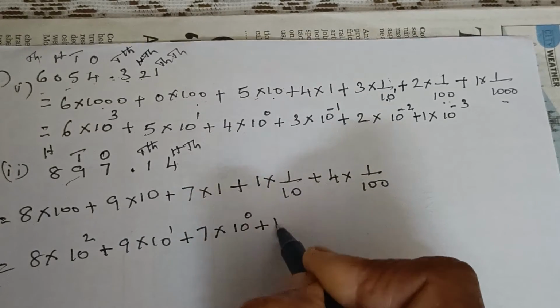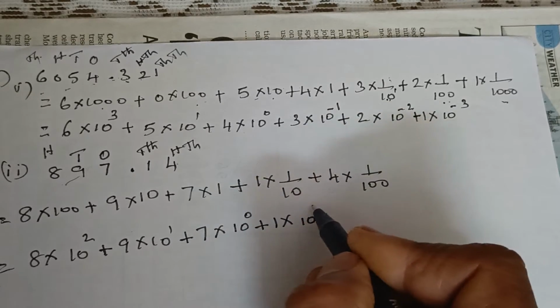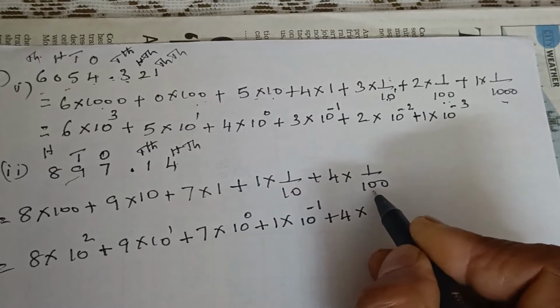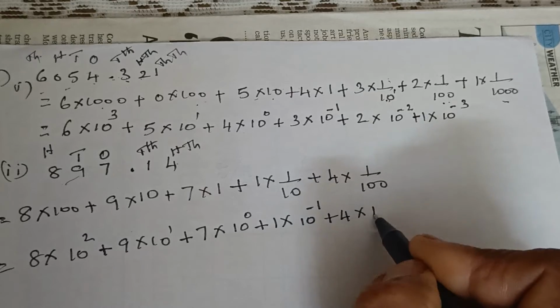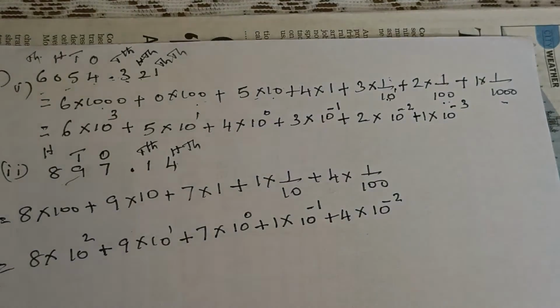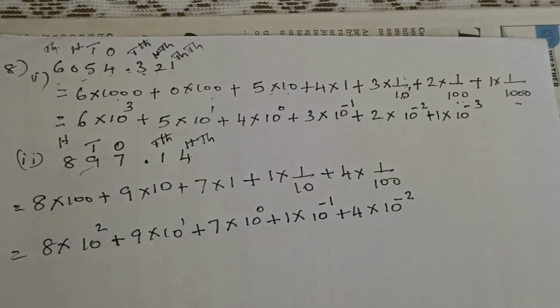Plus what is the next number? 1 into 10 to the power. It is in the denominator. When it goes to the numerator, power minus 1. Then plus 4 into 100, it is 1 by 10 square. Take it to the numerator, it becomes 10 power minus 2. So this is the expanded form of the given decimal numbers.